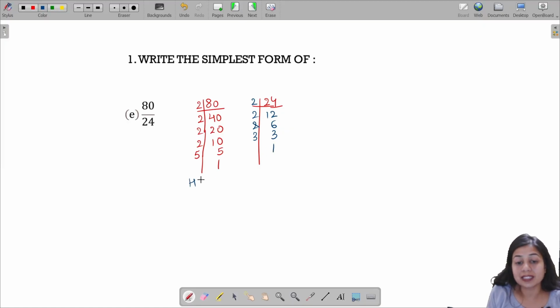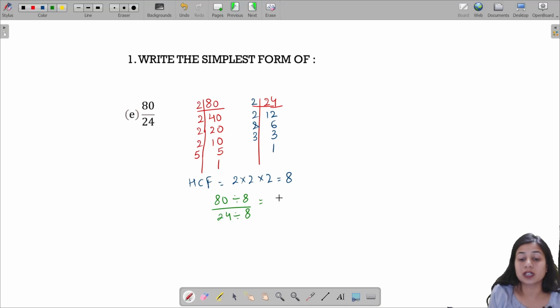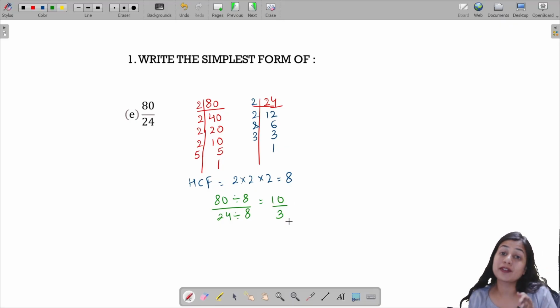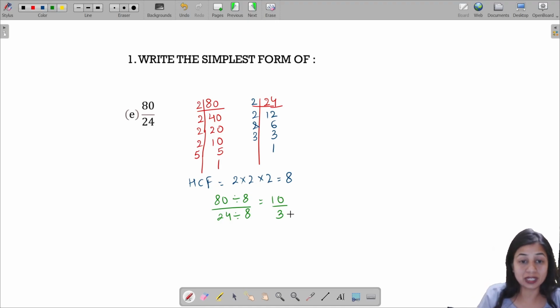So now the HCF is going to be the product of common factors, that is 2 into 2 into 2, that is 8. So 8 is the highest common factor. So let's divide 80 by 8 and 24 by 8, which gives us 10 over 3. So this is the lowest form, in which the highest common factor of 10 and 3 is 1. So moving ahead to the last question.